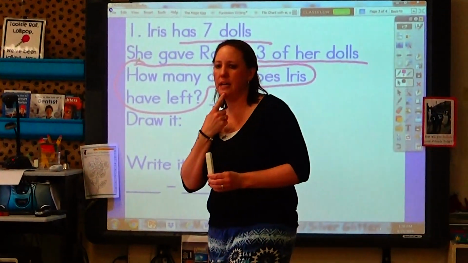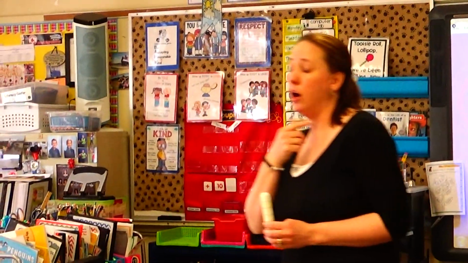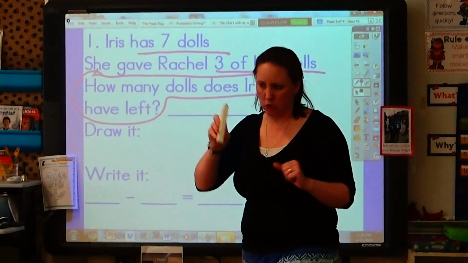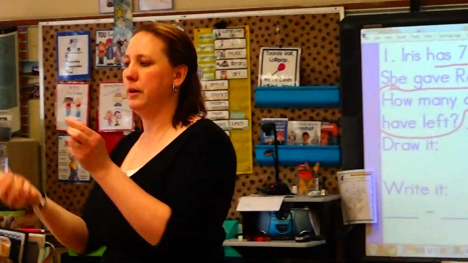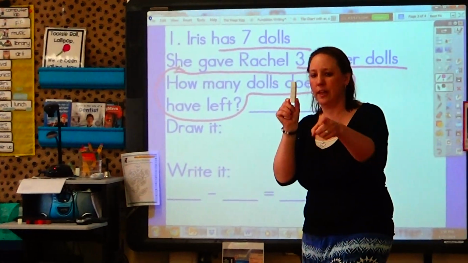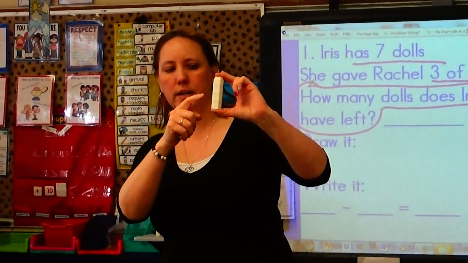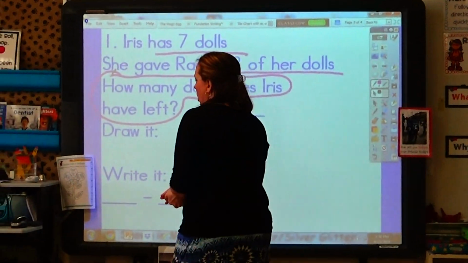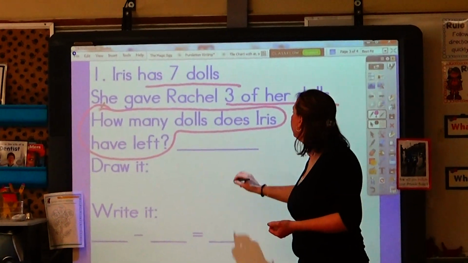More or less? Anybody? More? Okay. What do you think? Less. All right, well, let's see who's right here. We have 7 dolls, right? Unifix cubes, dolls. Let's take away 3. 1, 2, 3. Does she have more or less now? Less. Yes, you're right, Grace. How many less? What does she have left? 1, 2, 3, 4. 4. So we know Iris had 7 dolls. She gave Rachel 3 dolls. How many does she have left?